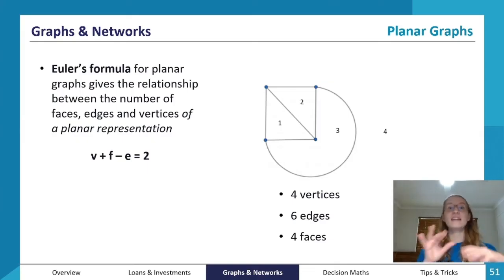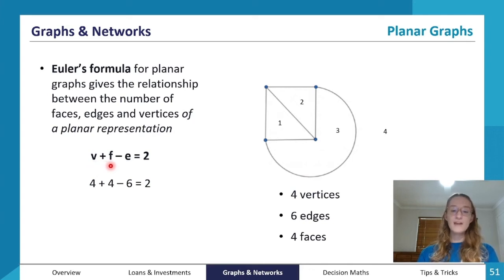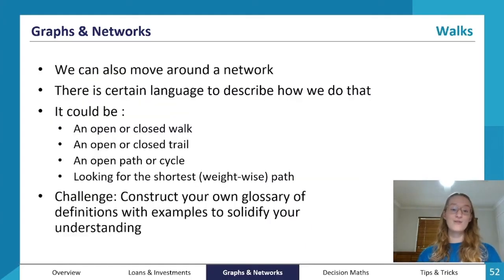So Euler worked out the exact mathematical relationship between the number of vertices, faces, and edges for any planar graph, and this is what they found out. And we can actually see that that does hold true in this planar graph. Number of vertices, we have 4. Faces, we have 4. Edges, we have 6. So 4 plus 4 gives us 8. Take away 6 gives us 2. And because 2 equals 2, we know that Euler's formula does hold up in this situation.